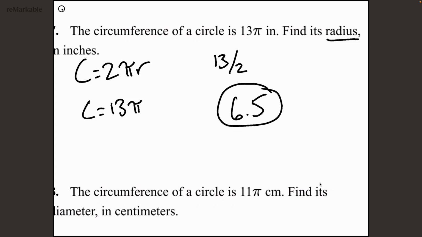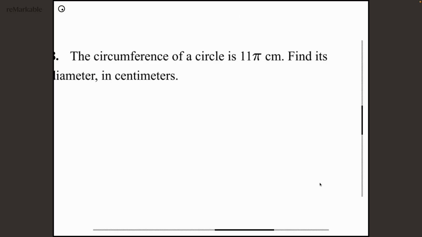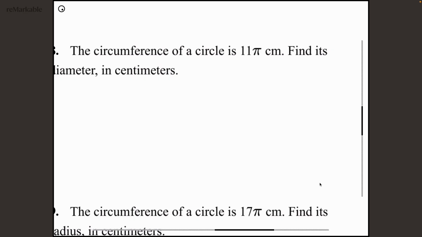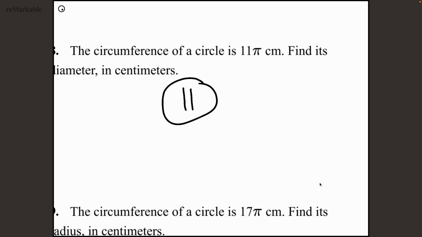Okay, perfect. What about this one? What would our diameter be in this one? This one's just 11. It's the same thing. It's pretty easy. Because the circumference is 11 pi, that's our radius times 2, and that's our diameter. All right? Do we have any questions on these? Not too bad, right?